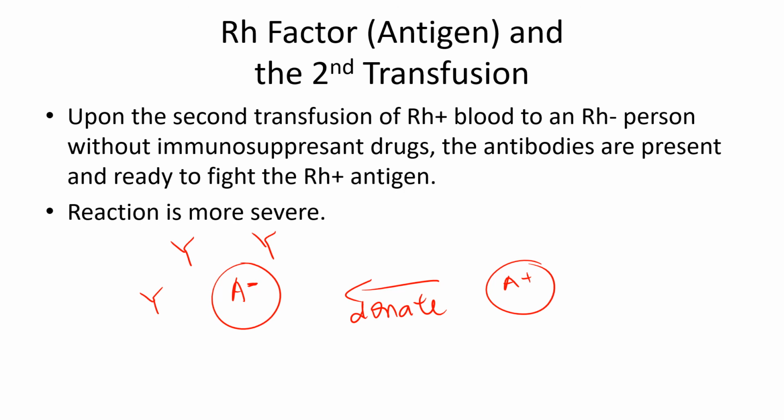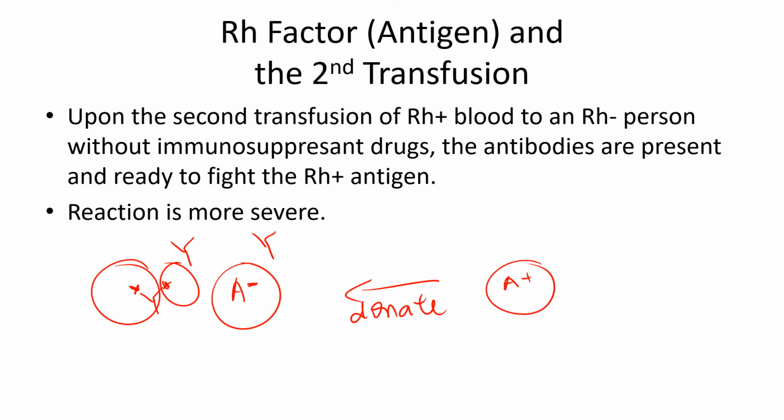So these little Y-shaped structures can bind these Rh antigens sitting on their red blood cells. Okay, and so they will agglutinate. The reaction the second time around is more severe simply because the population of antibodies has already been made. They're maybe not as great in number as initially, but your body knows now what to make in response to this foreign invader.